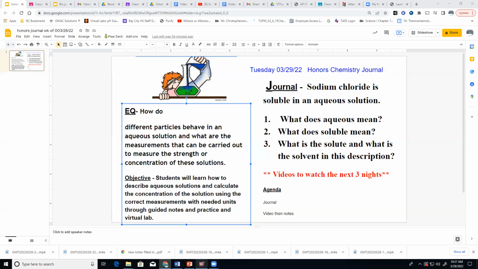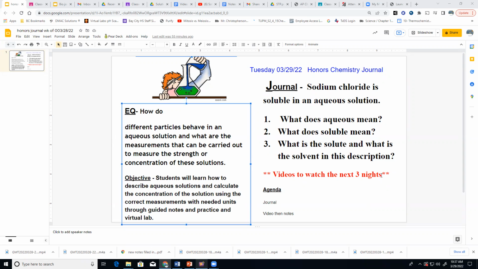Of solutions. All right, we'll start with the journal. So I said sodium chloride is soluble in an aqueous solution. So what does aqueous mean? What kind of solution? Not just a liquid, specifically a what? What do you think the number one solvent is? Water. Aqueous means it's specifically a water solution.